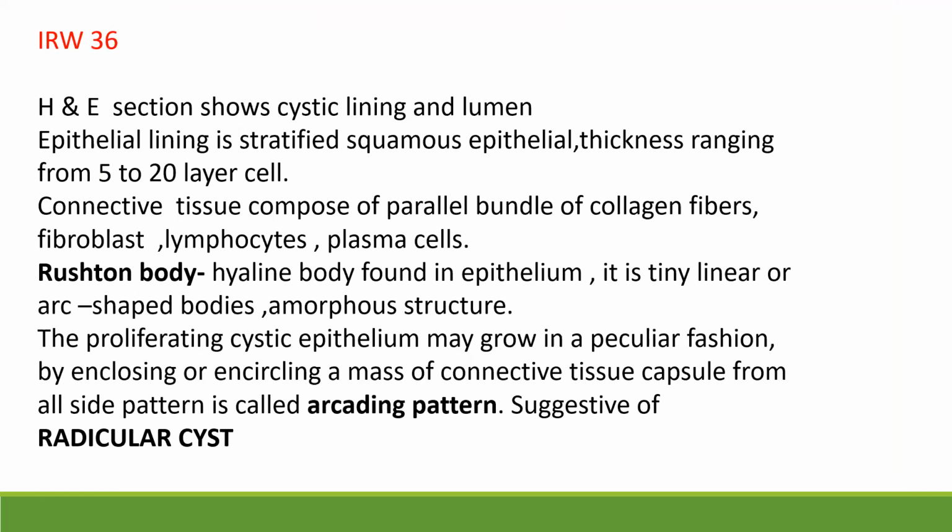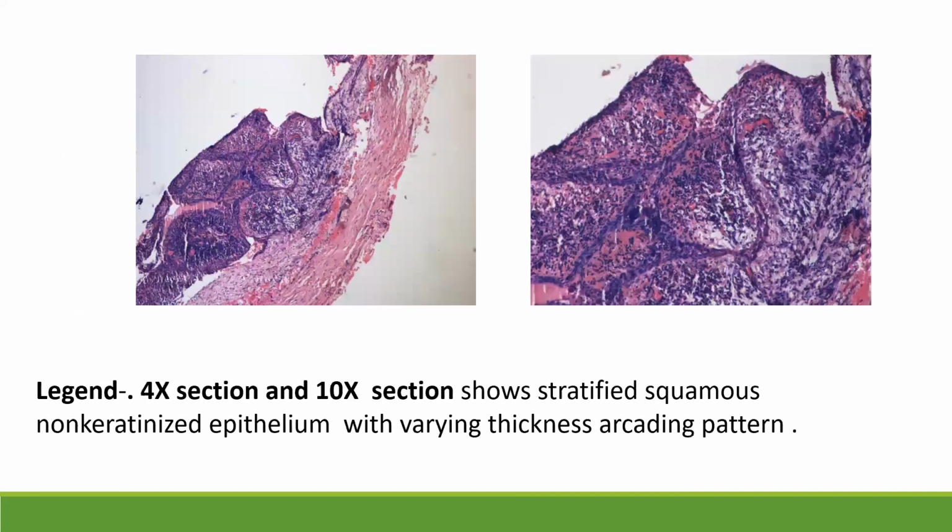There was Rushton body. It is a hyaline body found in epithelium. It is tiny layer, linear or arc-shaped body, amorphous structure. The proliferating cystic epithelium may also show peculiar fashion by enclosing and encircling a mass of connective tissue capsule from all side, a pattern known as the arcading pattern. This is suggestive of radicular cyst. So in the figure, we can see the arcading pattern and the stratified squamous epithelium.